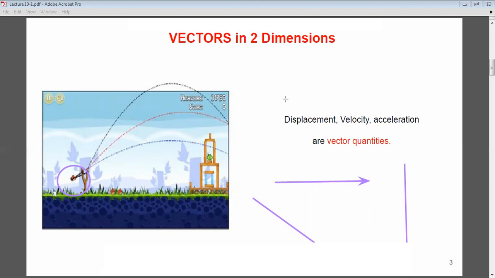So because now I'm dealing with vectors, that are the displacement, velocity, and acceleration, moving in two dimensions, that's why we remember this trigonometry. Okay, let's see how we will apply this.